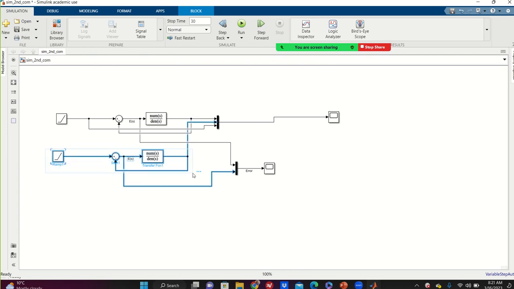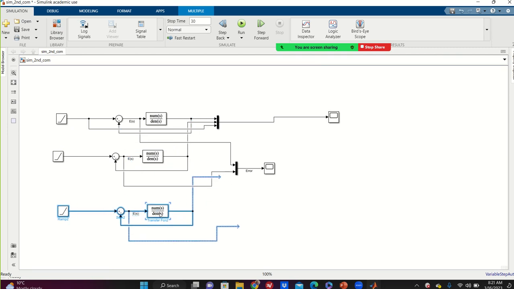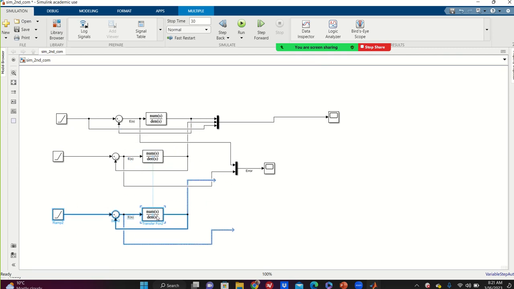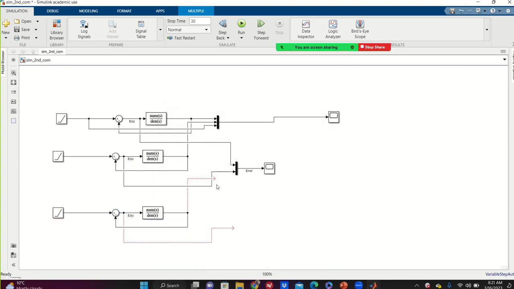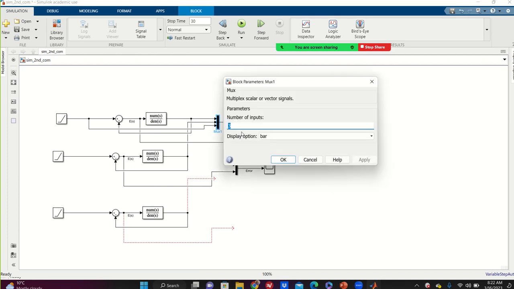And then I'm going to copy paste this for the overdamped system. So for the overdamped system, zeta is greater than 1, so I'm going to put, let's say 3, in 2 zeta omega n. Here we go. And then I want to compare the underdamped, critical, and overdamped systems.